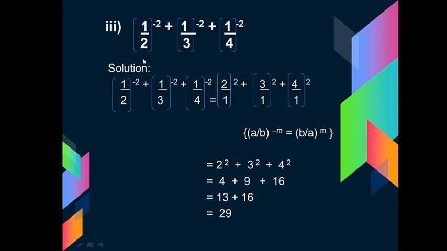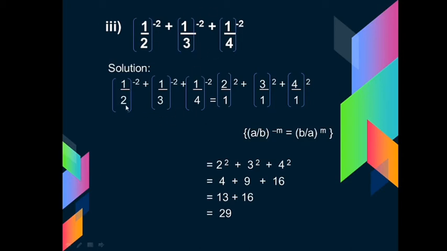Then the next question is (1 upon 2) whole raised to the power minus 2 plus (1 upon 3) whole raised to the power minus 2 plus (1 upon 4) whole raised to the power minus 2. So here you notice that the exponent is given as negative, and to make the exponent positive when it is given in this form we have a law. So here we are going to apply that law.